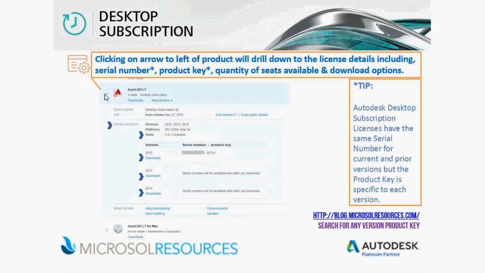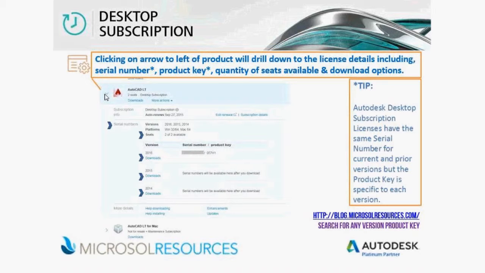So as you can see, I added that we have a blog post. You can go back to that blog.microsolresources.com and search for any version and any product key. We have them from 2010 up. So if you don't have it available to you, know that the serial number is always going to be the same for desktop subscription. It's just a product key that's going to change.